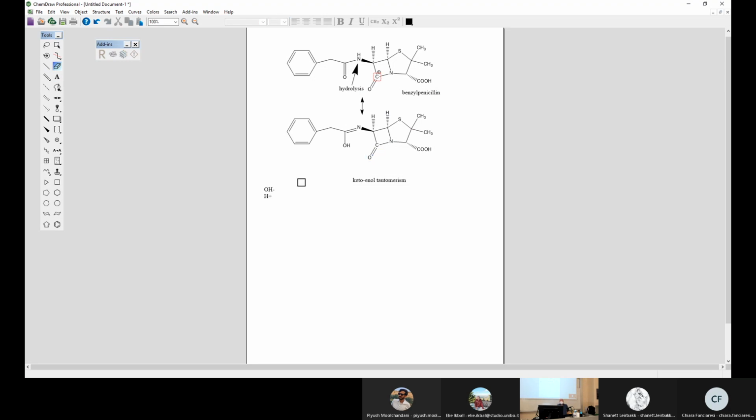So, if you record an NMR spectrum of benzylpenicillin, you see a peak of this alcoholic OH, because normally about 20-30% is in the enol form, and 70% is in the keto form. So part of the benzylpenicillin is present in enol form.